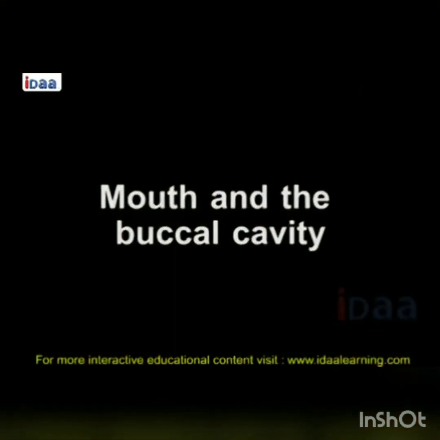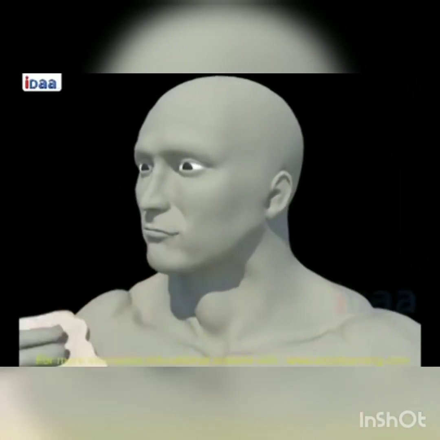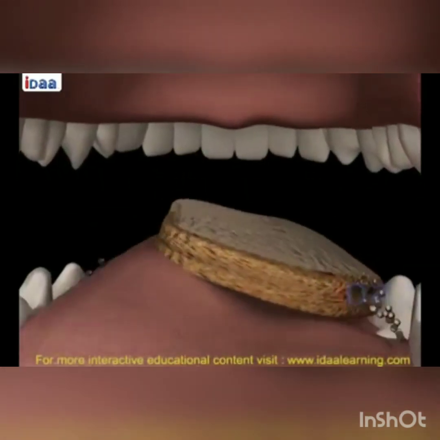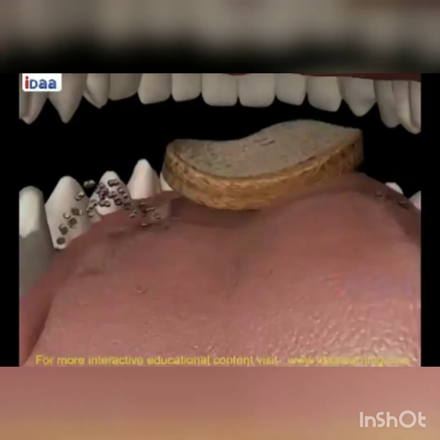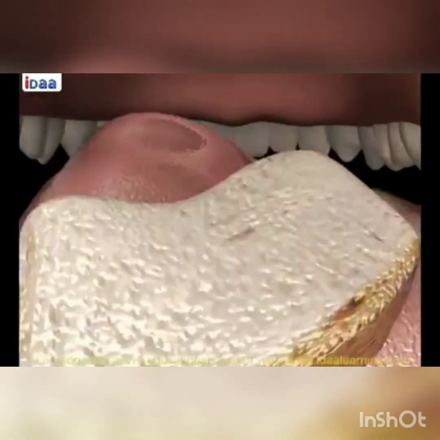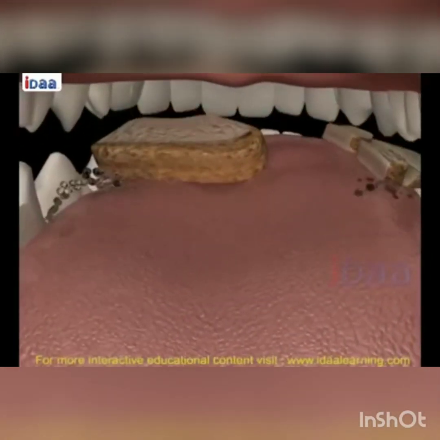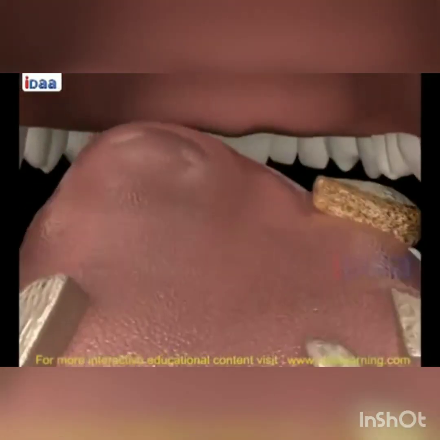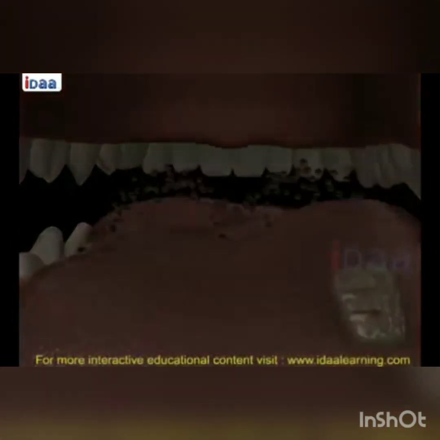Mouth and the buccal cavity. We take in food through the mouth. This process of taking in food is called ingestion. In the mouth, teeth help to physically break down and mash the food into smaller pieces by cutting, chewing and grinding it. This process of chewing the food by teeth is called mastication. During chewing, food mixes with saliva.